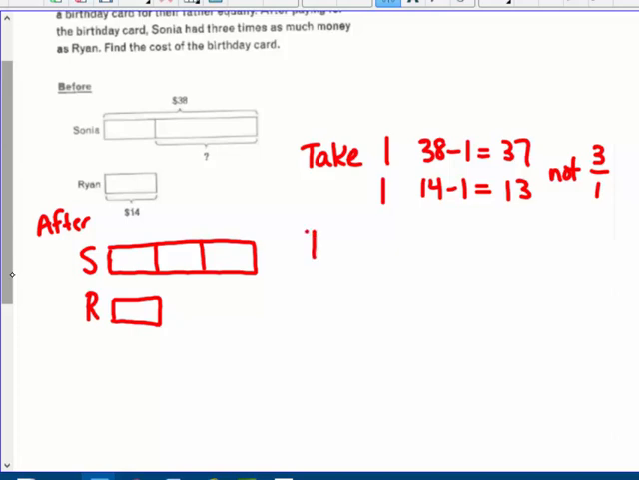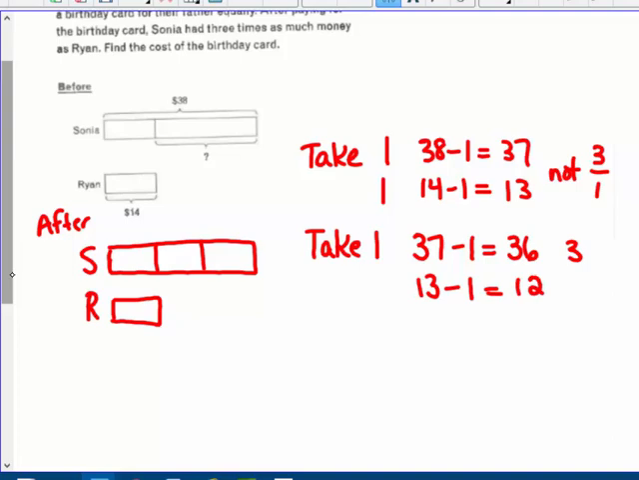Okay, let's do it again. Take 1 more. So now Sonia was at 37. Take $1 from her. She's going to be at 36. And take 1 from Ryan. He was at 13. Now he's at 12. Oh, this is a 3 to 1 ratio. Or a 3 to 1, you can write it that way.